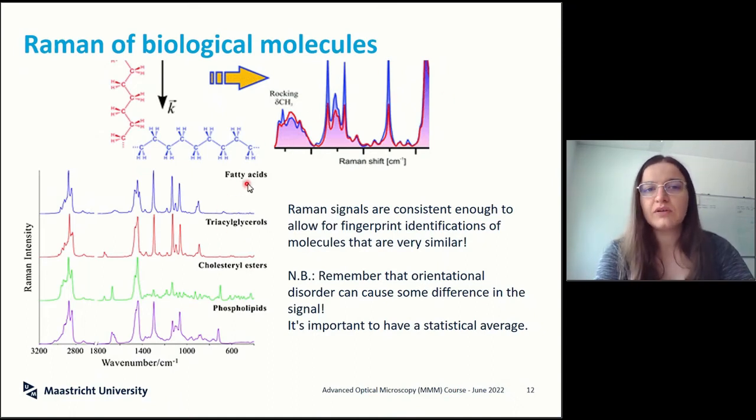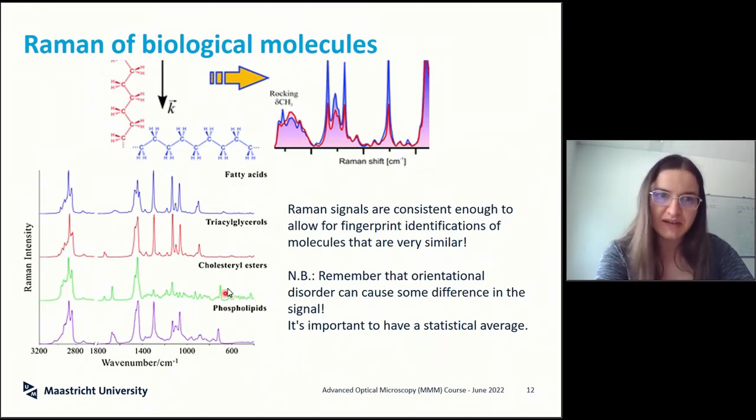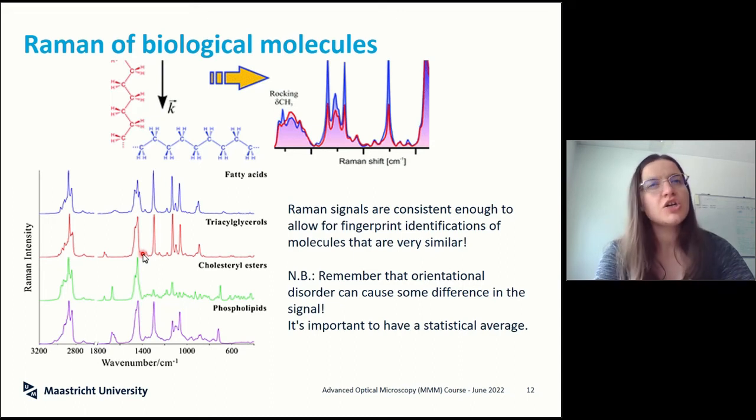And even among things that are really similar to each other, like phospholipid against cholesteric acid against triglycerides, you can actually see the difference between them. So even with molecules whose spectra are similar, if you are resilient enough, your Raman spectra will show you the differences.